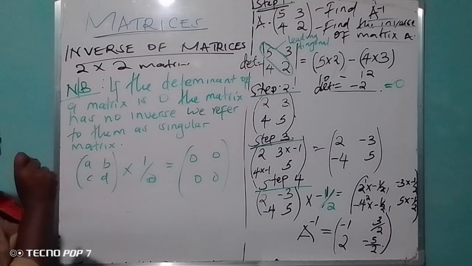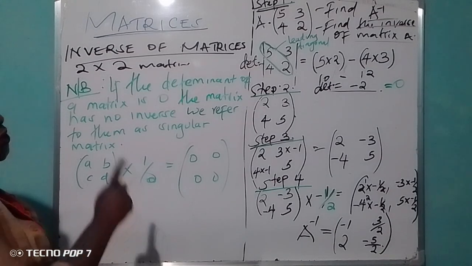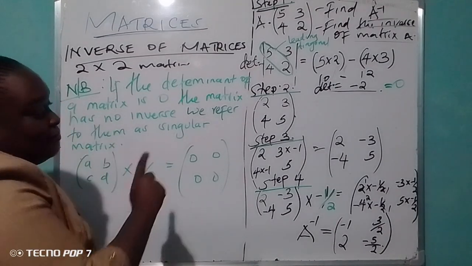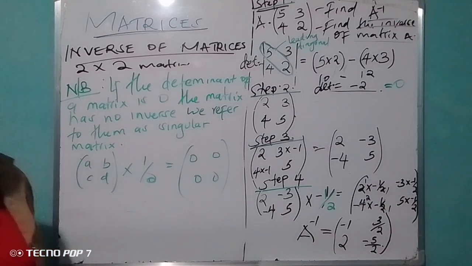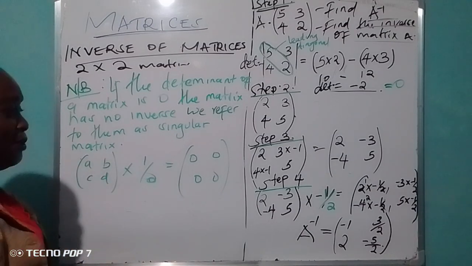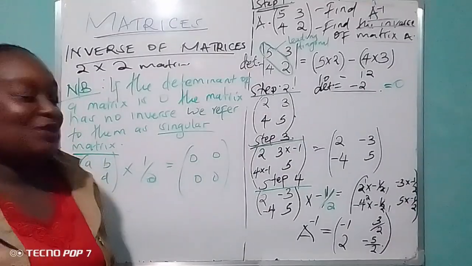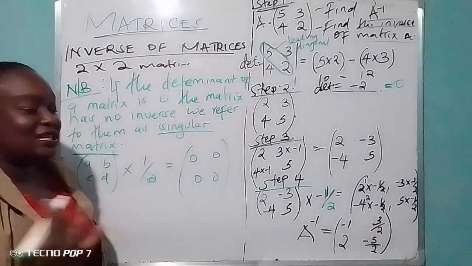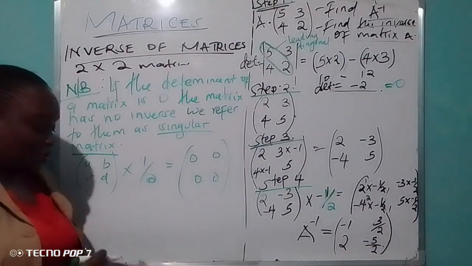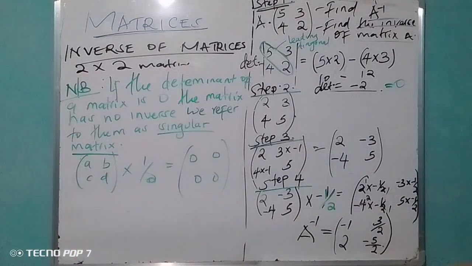I'll come to that. There is something I want us to do with multiplying A times A inverse. This was just an NB, andika kando NB, that if the determinant of a matrix is 0, the matrix has no inverse. We refer to them as singular matrix. So if somebody asks you what a singular matrix is, you uko na jibu, si ndio? Its determinant is 0. A singular matrix is determinant is 0. Si sawa hiyo, because tutakuja nayo tutumie mahali.